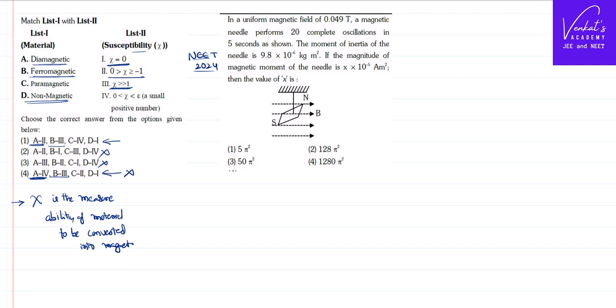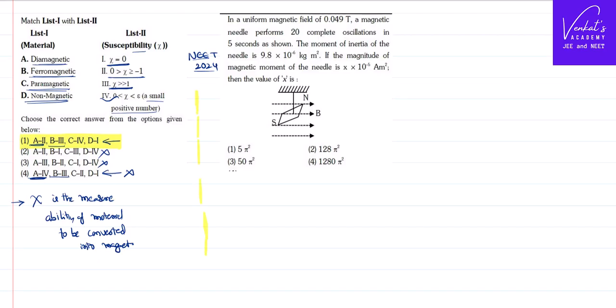It can be further said that a paramagnetic material has a susceptibility, but not as big as a ferromagnetic material, so it is a small positive number in between. So this is correct. For C, that is going to be option 4. So the first option is the right answer for that. That's a simple theoretical question.